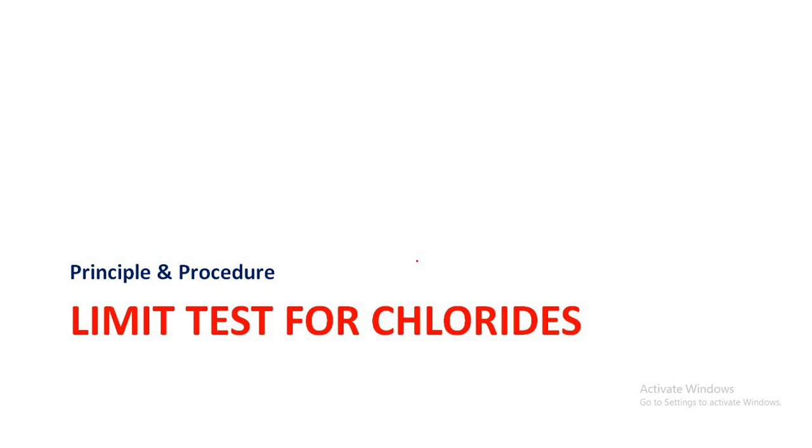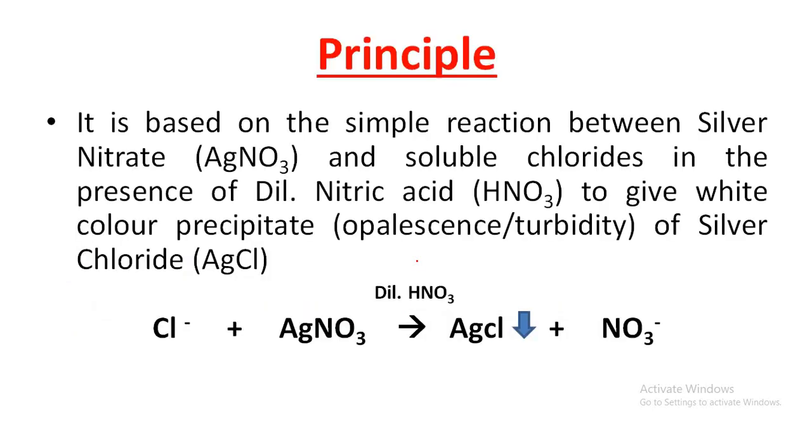So let's discuss the principle of the limit test for chloride. The principle behind the limit test for chloride is that silver nitrate, that is AgNO3, reacts with the soluble chlorides. Chlorides means the impurities that can be present in very small quantity in a sample, in the presence of dilute nitric acid, to give the white precipitate opalescence of silver chloride.